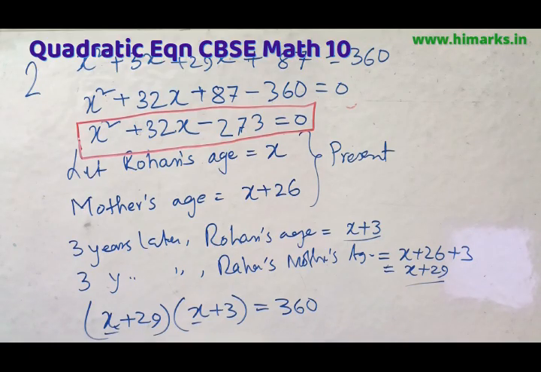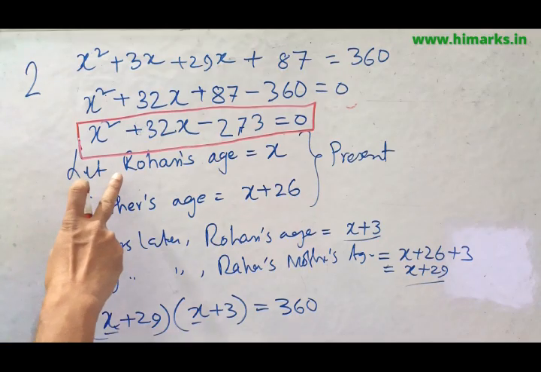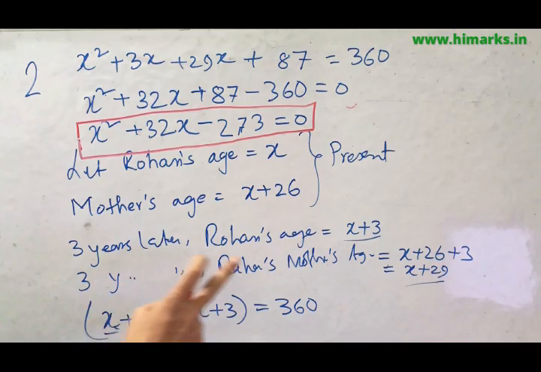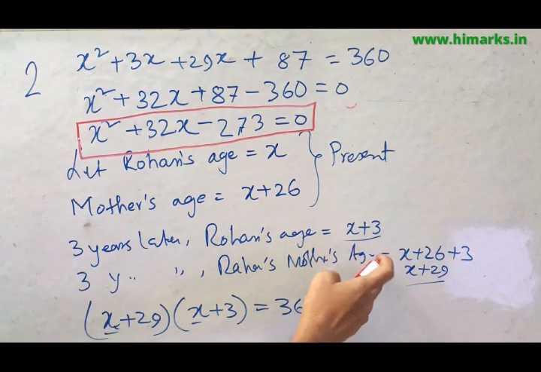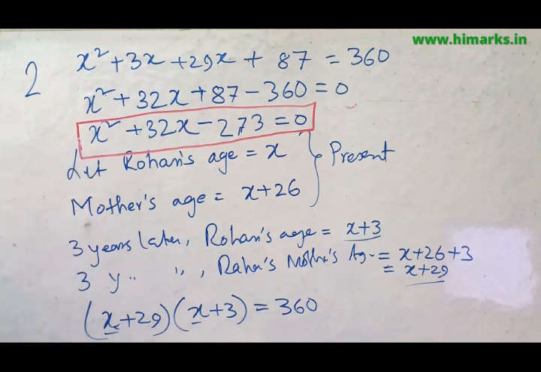So how can we solve? By the middle factor method, but in this case we would like to find Rohan's present age, so we have to form only the equation. We need not solve the equation. The next chapter will solve all these equations by middle factors. In this chapter we will only form the equations. You have seen how: first Rohan's present age, then mother's present age, then 3 years later Rohan's and mother's ages, multiply. The product of this is 360. This is the way it is written here. Then you simplify and you get a quadratic equation.